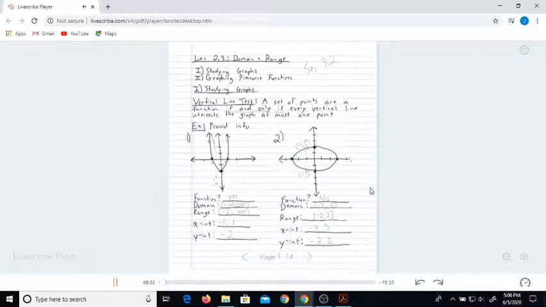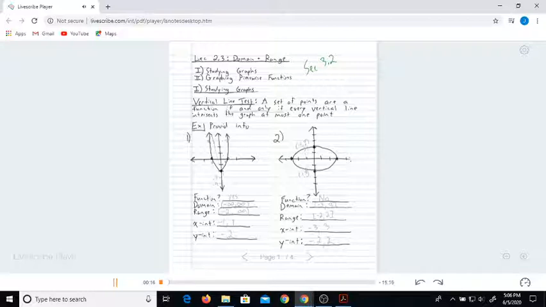Alright, here we have lecture 2.3, which corresponds to section 3.2 from the textbook. As previously mentioned, we're focused on chapter 3 of the textbook if you want to follow along. We're going to open up by studying graphs.